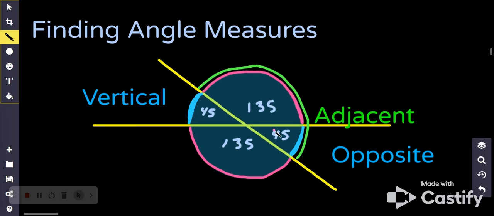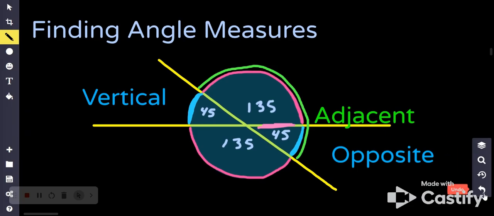Back to the math here. Finding angle measurements. We have a couple of terminology things. First of all, adjacent. Adjacent just means next to each other. So here we have a 135-degree angle right next to a 45-degree angle. And you can see there's nothing in between, so we would say that these are adjacent, right? They share a side here.